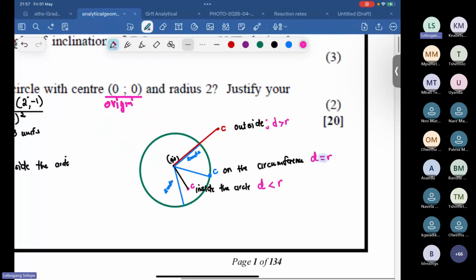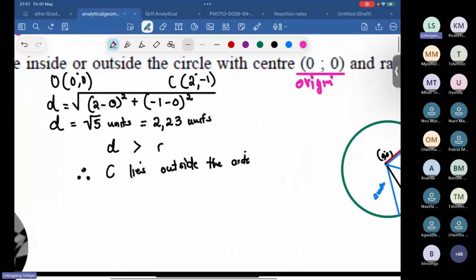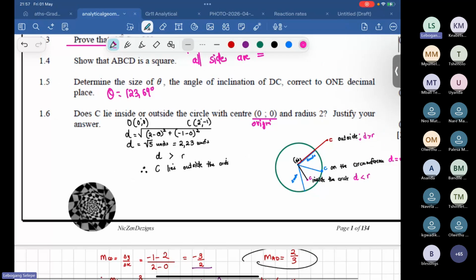And again, you see how I've written my conclusion? I also would like it to appear like that on your script. Distance is greater than the radius, therefore C lies outside the circle in this case. And then that's it. Before you leave, we have about 10 minutes-ish.